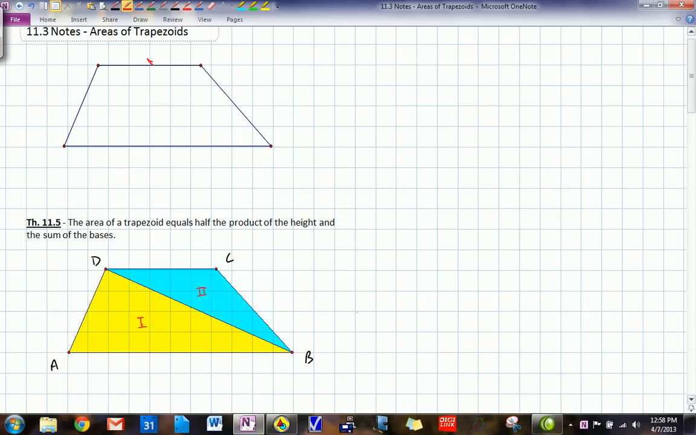So in this diagram at the top, if these two sides are parallel, then that would make that a trapezoid. The parallel sides are called the bases, and the other two sides are called the legs.